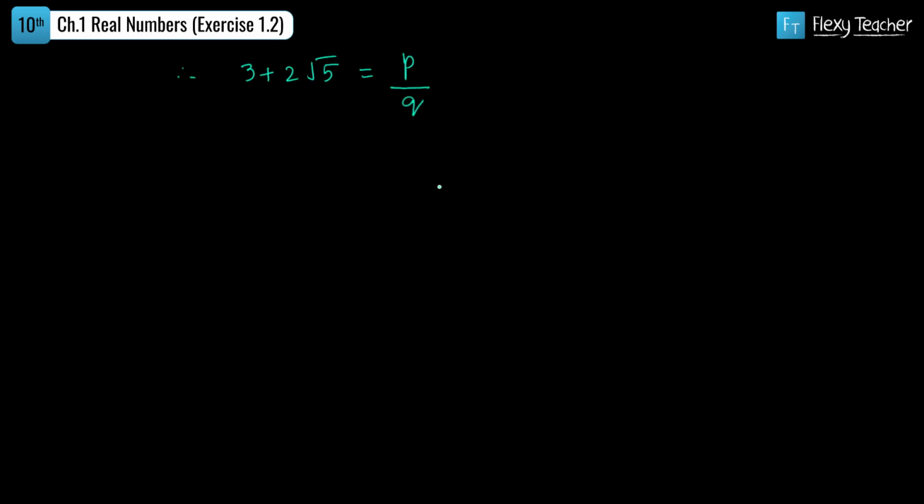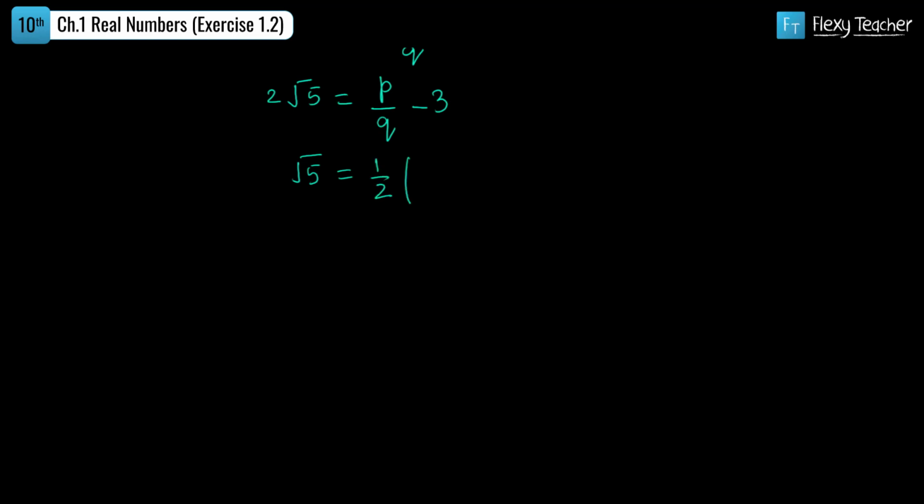Okay. So, अब ये जब 3 plus 2 root 5 is equal to P upon Q लिख दिया है हमने, we can also write it as 2 root 5 is equal to P upon Q minus 3. Okay. And root 5 is equal to 1 upon 2 into P upon Q minus 3. ये क्यों आया? Because जो यहाँ पे ये 2 था हम उसको ही इस तरफ लेके आ गए. यहाँ मल्टीप्लिकेशन था तो यहाँ पे हमने 2 को डिवाइड कर दिया.